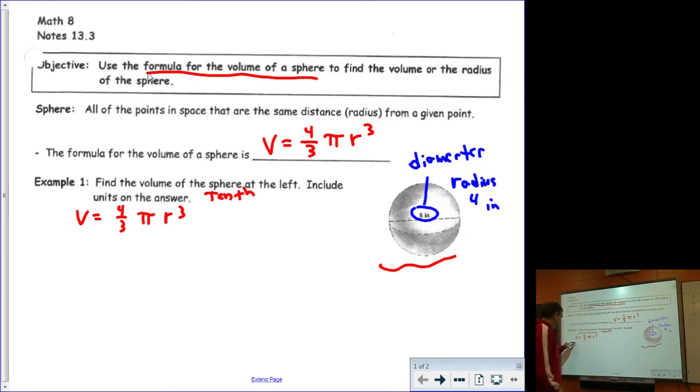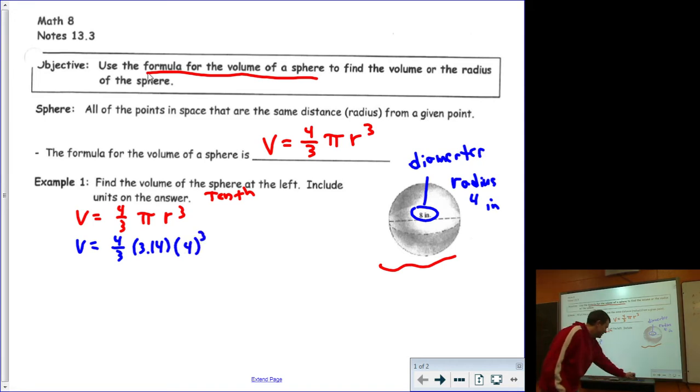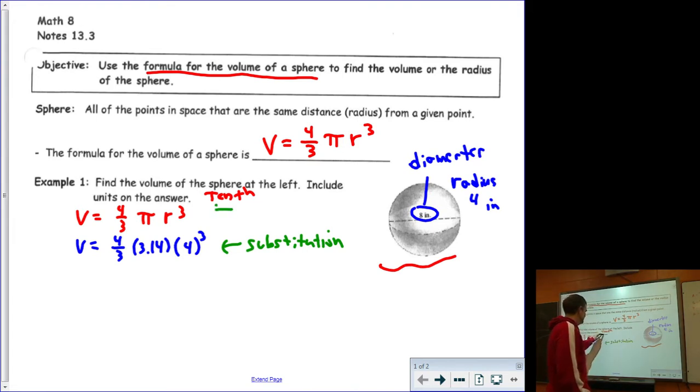So let's go ahead and substitute that into the formula. And at the same time, I will put 3.14 in for pi. And that takes care of my substitution. This, of course, was the formula. All right, so all I have left to do then is the arithmetic. There's not a lot to do here.